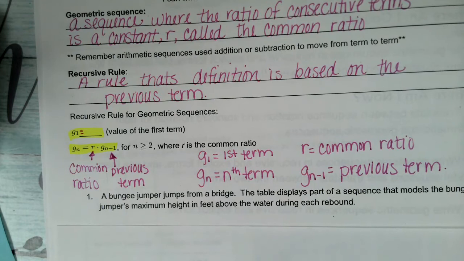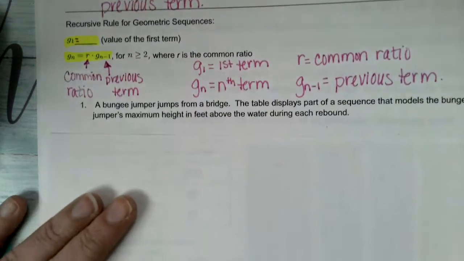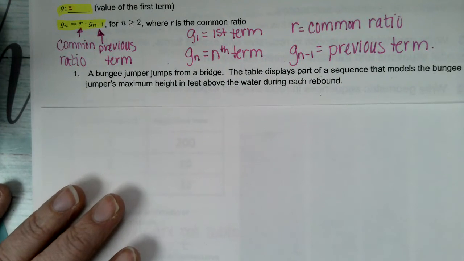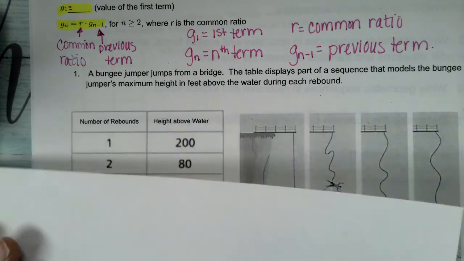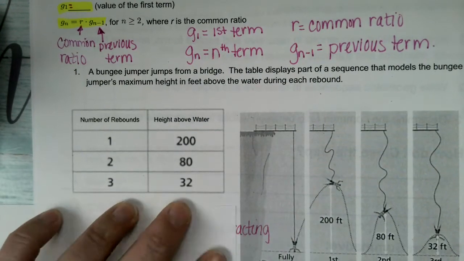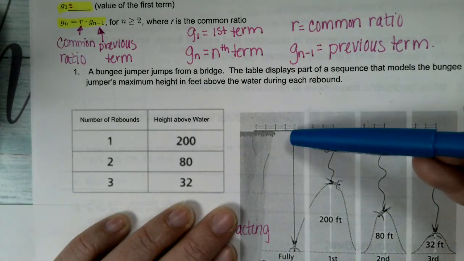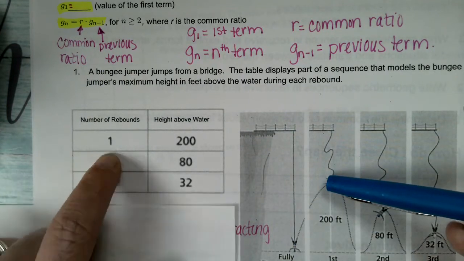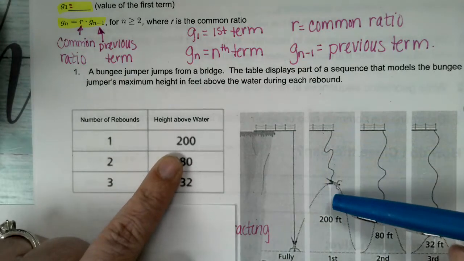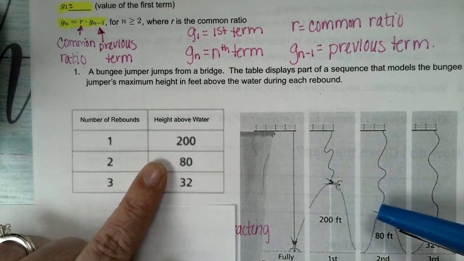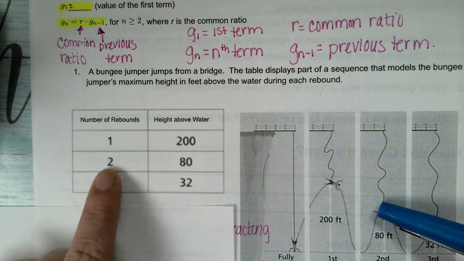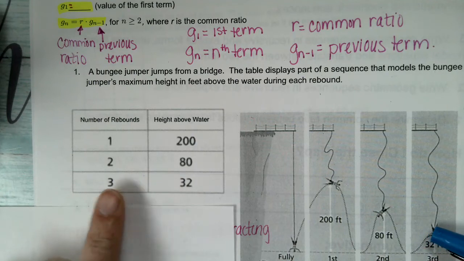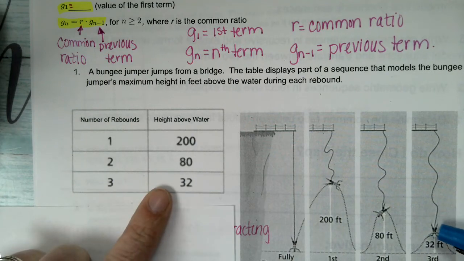Now we're going to talk about a bungee jumper that jumps from a bridge. The table displays part of the sequence that models the bungee jumper's maximum height in feet above the water during each rebound. So he goes down and then he comes back up. This is the first rebound, so number of rebounds is 1, and that height is 200. Then he goes down again and comes back up. That height is 80, and that's the second rebound, so 280. The last one we have information for is the third rebound, 30 and then 32 feet.